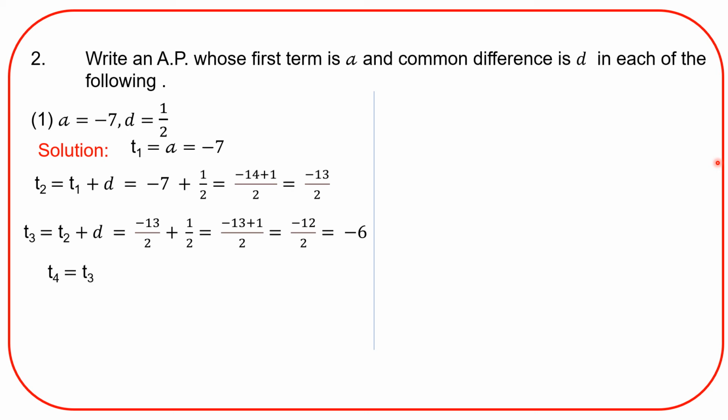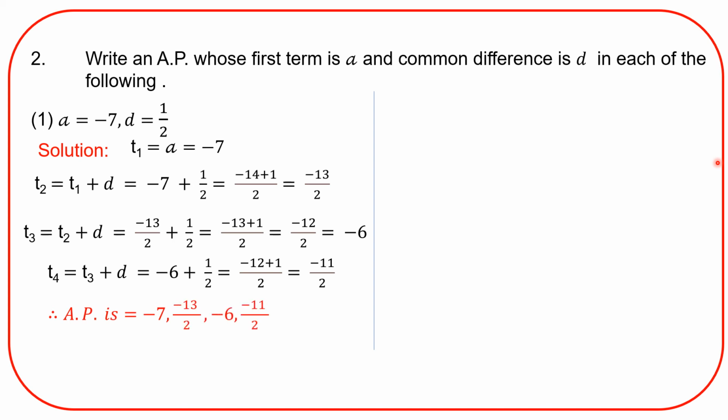T4 is equal to T3 plus D is equal to minus 6 plus 1 upon 2 is equal to minus 12 plus 1 upon 2 is equal to minus 11 upon 2. So, write down AP. Therefore, AP is equal to minus 7, minus 13 upon 2, minus 6, minus 11 upon 2, and so on. This example we can solve by another method where we take value of D is equal to 0.5. Solution.